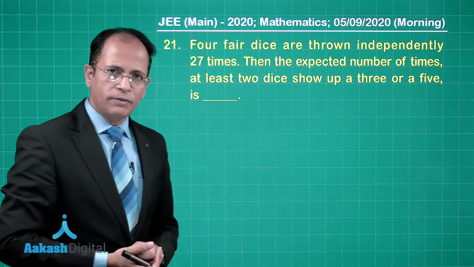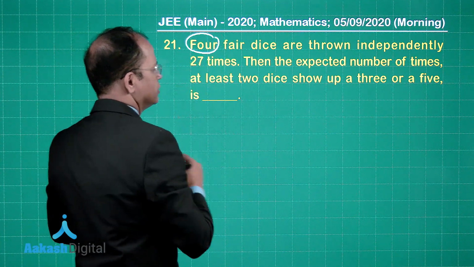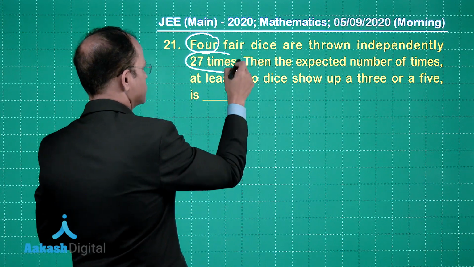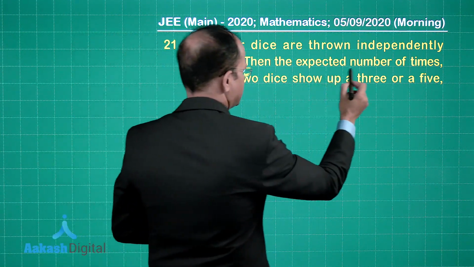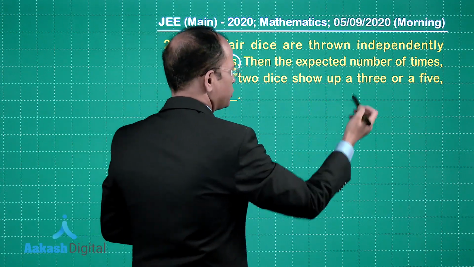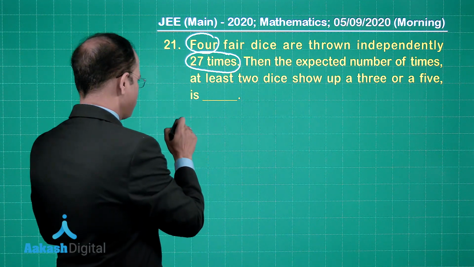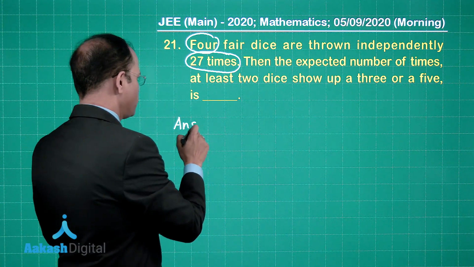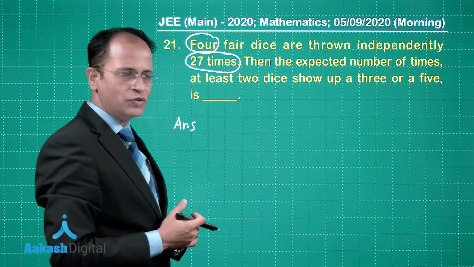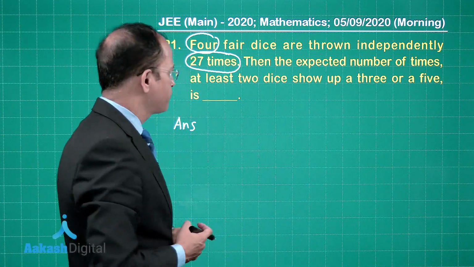Now friends, let's talk about question number 21. 4 fair dice are thrown independently 27 times. Then the expected number of times at least 2 dice show up a 3 or a 5. So when you look at this problem, which concept is this problem based on? So yes, this is a problem based on binomial distribution.